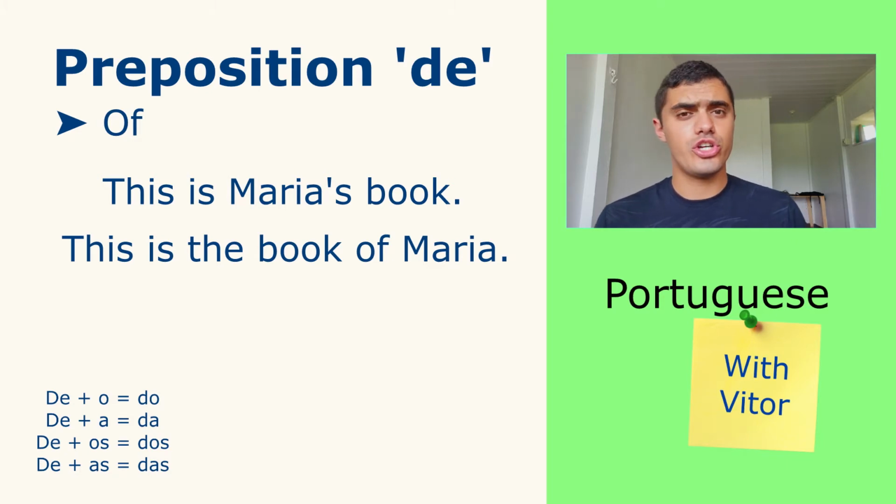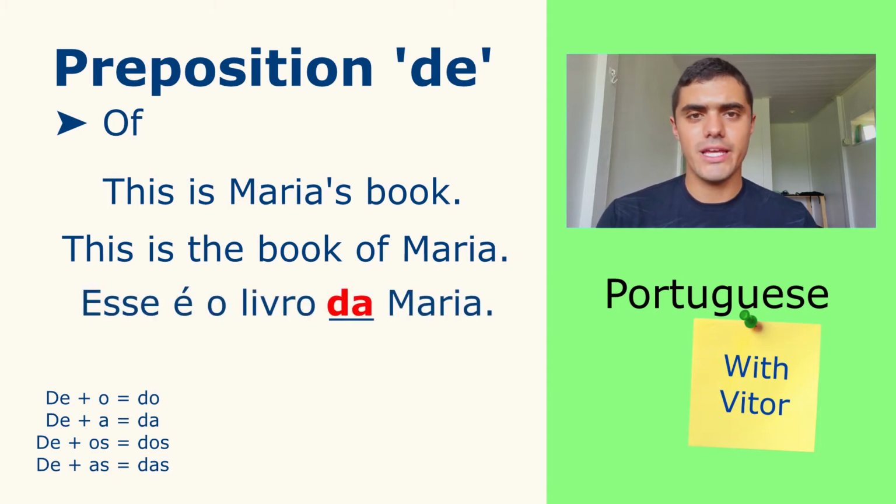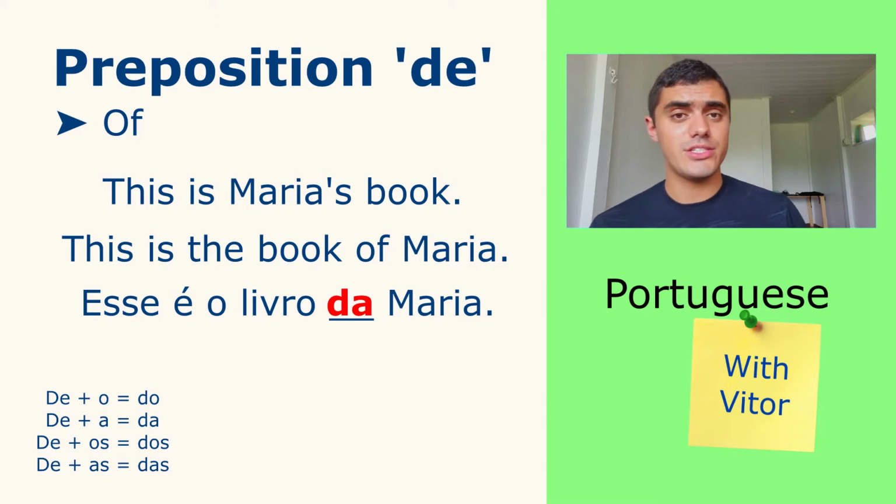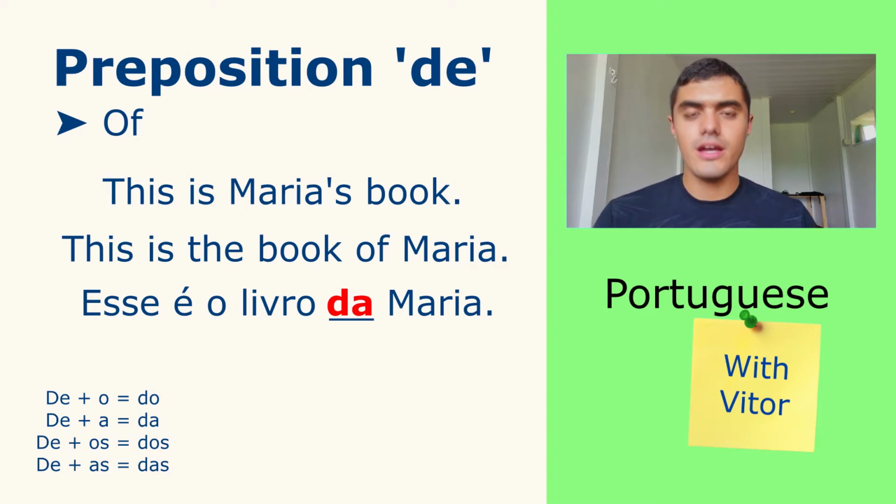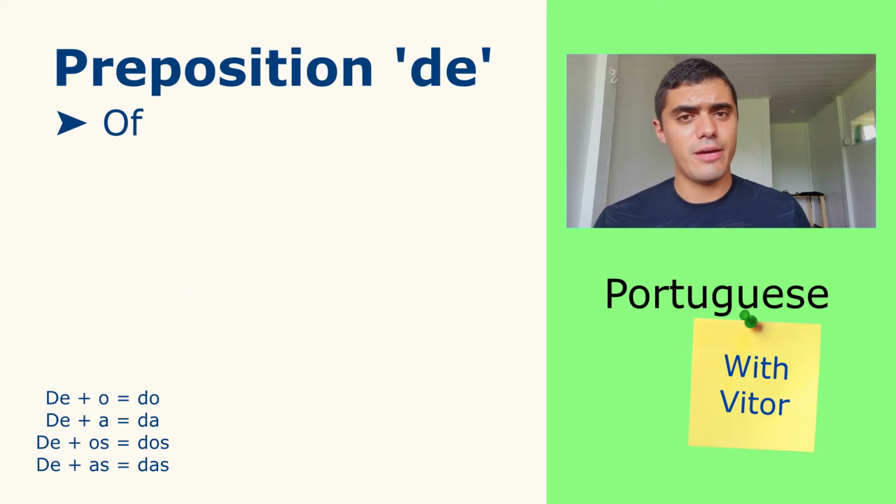In this case, I want to show you the possession, okay? It's not grammatically correct, but it's the way you must see that of can be replaced with de. This is the book of Maria. Esse é o livro da Maria. I want to show you because you can change it and replace of with de. This is the book of Maria would mean in Português, esse é o livro da Maria. Okay? Let's see another example to make it clear.